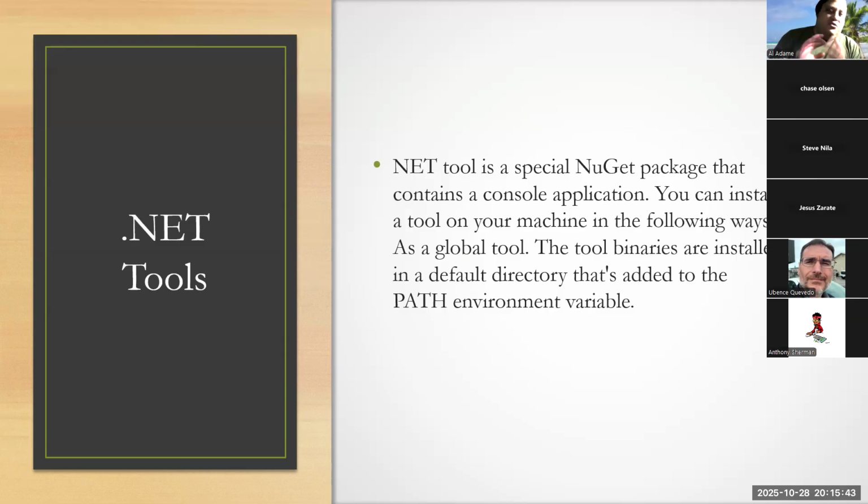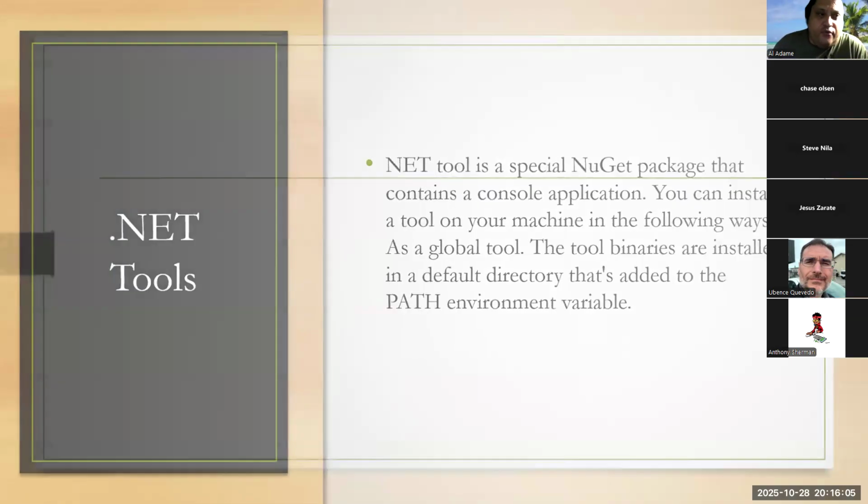It's just for you to have so you can reference them for your use if you like. But NetTool is a special NuGet package that contains a console application. So it opens a separate kind of console. You can install a tool on your machine the following ways. It's a global tool, which means it's available for everybody. The tool binary is installed in a default directory that is added to the PATH environment variable. So you can just path through and run it. So these are the commands that I have for net.